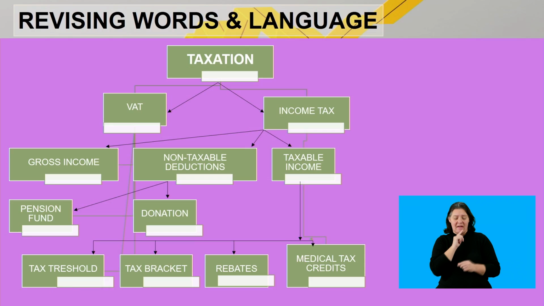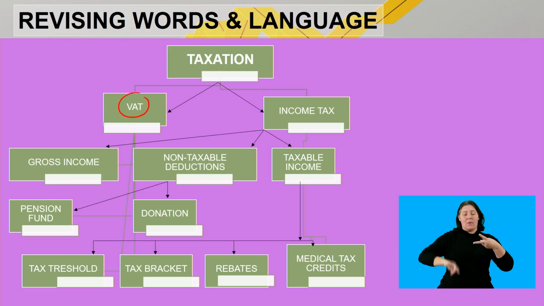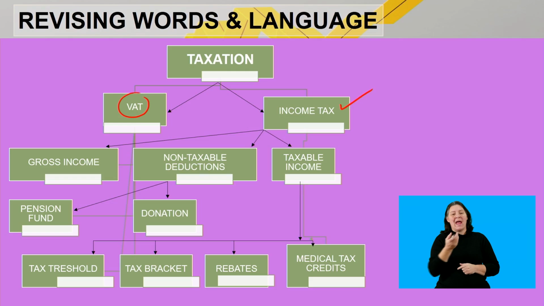So we are saying there are 2 types of taxation. The first one is your VAT, and we know that's your value added tax. And then we have income tax, right? And that's the focus of our lesson today. All right, then also when we look at income tax, we start with our gross income minus our non-taxable deductions, and then we end up right at our taxable income, like we did now with question number 4. So your gross income minus your non-taxable deductions will give you your taxable income. Then examples of non-taxable deductions will be pension fund or a donation.